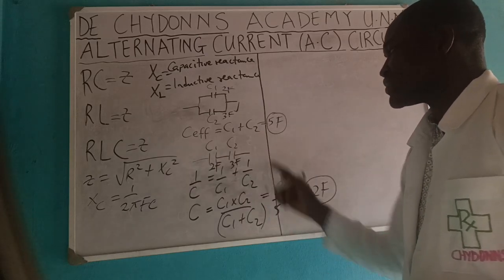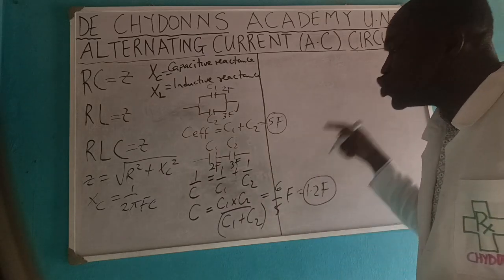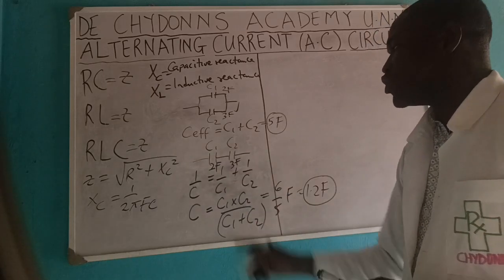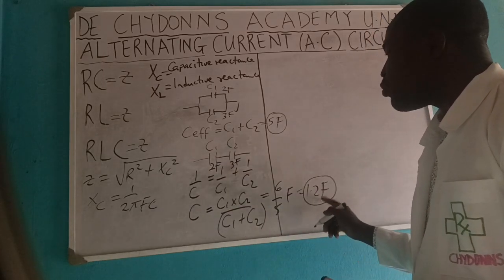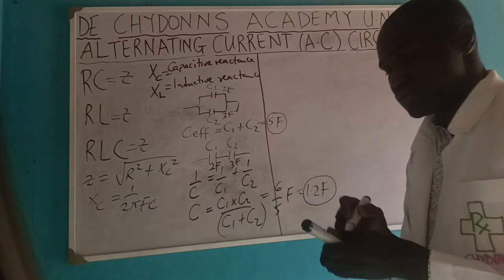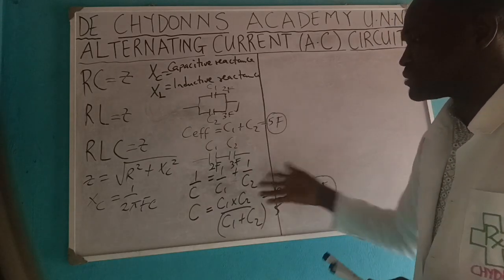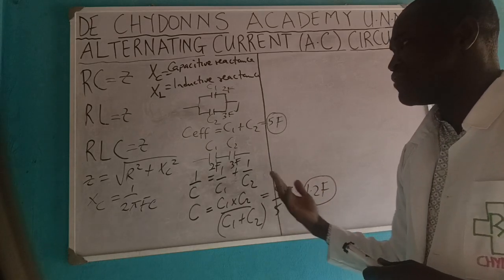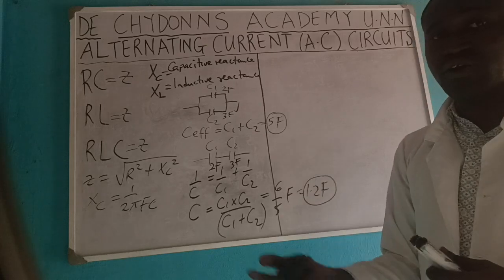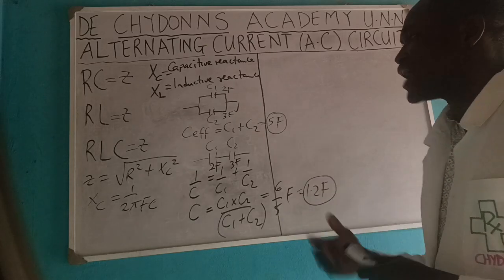This is series. The effective capacitance in series is always lower than the least capacitor we have. The least is 2, so the effective must be lower than it. That is what will tell you that you are correct or not. Are you getting it? Please take note of this, because this is a JAMB question and even some university year 1 question. Even some secondary school, WAEC, they can ask you this.